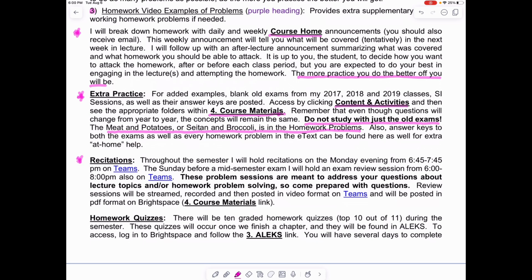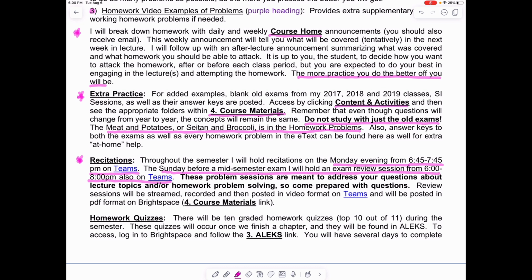Throughout the semester, I will hold recitations. These are going to be held on Monday evenings from 6:45 to 7:45. These will be virtual over the Teams platform. I will also do that Sunday before a mid-semester exam, from 6 to 8 p.m., also on Teams. So definitely the Sunday before every mid-semester exam, I will hold a review session.